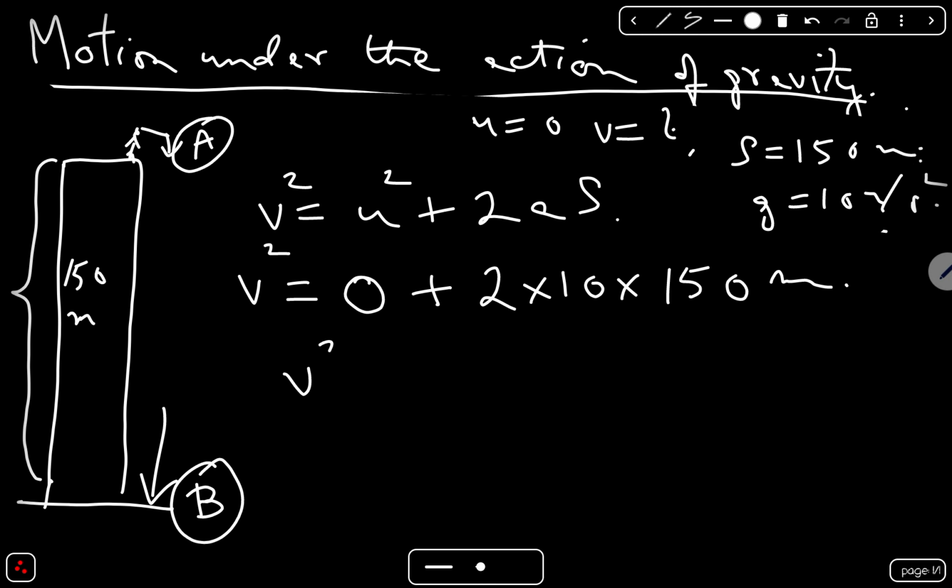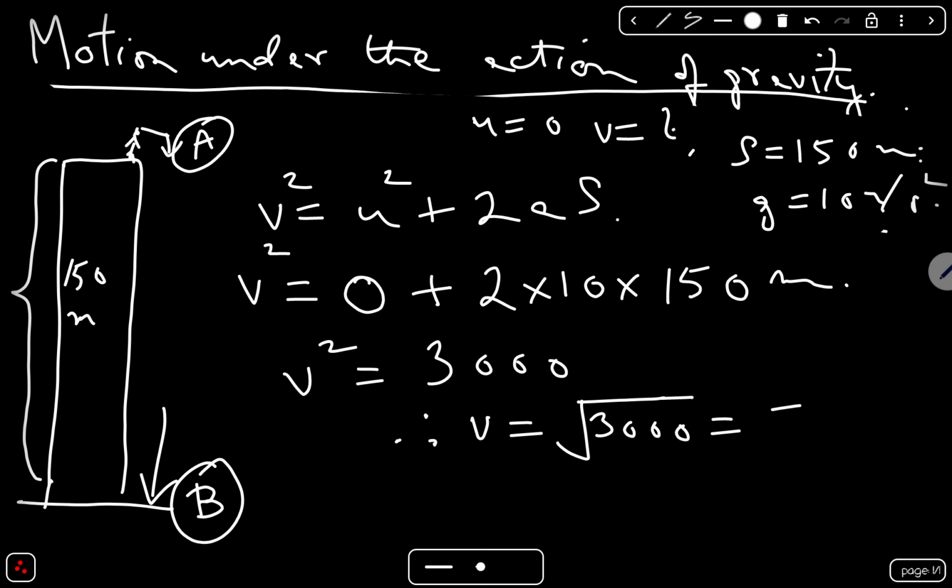So v square is equal to 10 into 150 is 1500, into 2 is 3000. Therefore velocity at point B will be equal to square root of 3000. Let me use a calculator and find out what is root of 3000. Root of 3000 will be something like 54.7. So the velocity with which it is striking the ground is 54.7 meters per second. Clear? Understood? Okay. Can I rub it? I am rubbing it off.